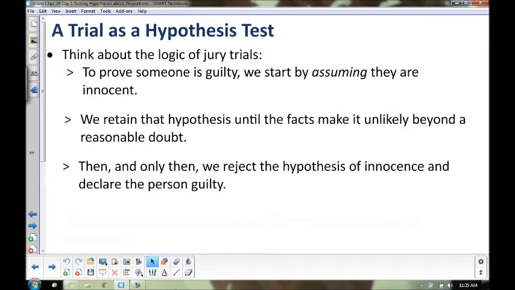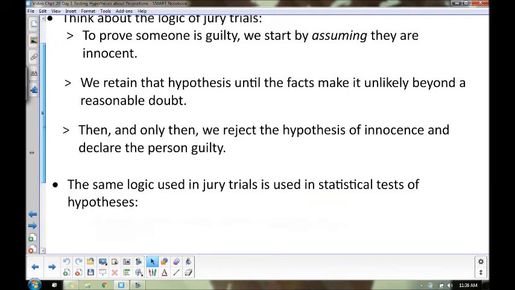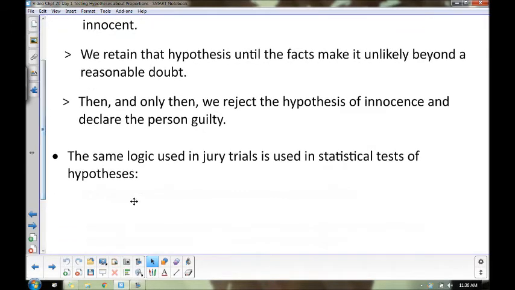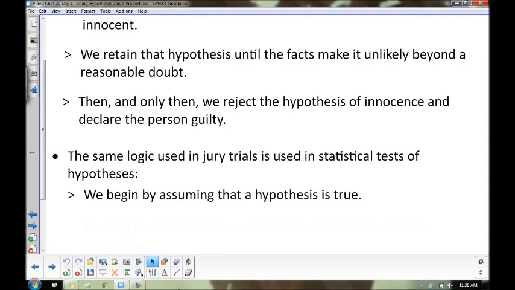Then and only then, when we have enough reasonable doubt, can we reject the null hypothesis, in this case of innocence, and declare the person guilty. The same logic is going to hold true for all of our significance tests or our hypothesis tests. What we do is we begin by assuming the hypothesis is true. So tying that back to the jury, we begin by assuming that the defendant is not guilty.